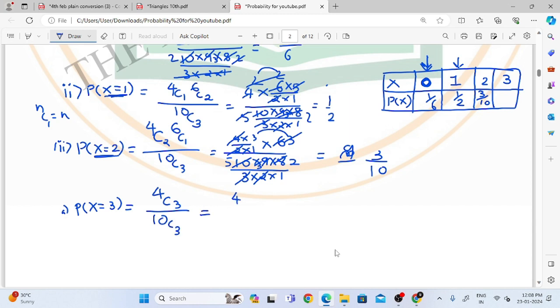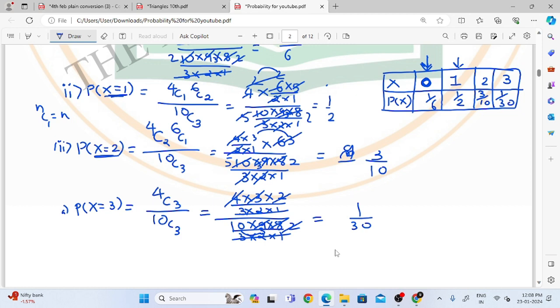So 4C3, that means 4 into 3 into 2 upon 3 into 2 into 1, divided by 10C3, that means 10 into 9 into 8 upon 3 into 2 into 1. So this 3 into 2 into 1, 3 into 2 into 1 will get cancelled. Then 4 2s are 8, 2 and 2 will get cancelled, 3 3s are 9. So in the numerator nothing is remaining, in the denominator 10 into 3, that is 30. So for the last one, probability is 1 upon 30. So this is our final answer, that is a probability distribution for number of white balls.